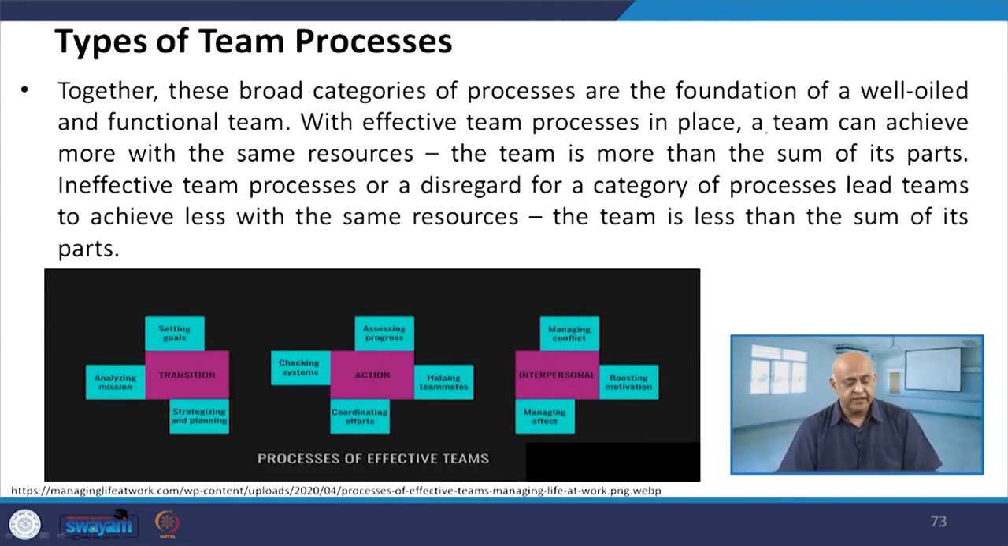So, together, these broad categories of team processes are the foundation of a well-oiled and functioning team. With effective team processes in place, a team can achieve more with the same resources. The team is more than the sum of its parts.